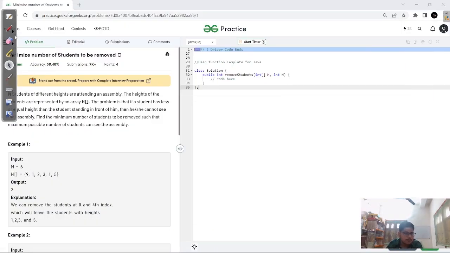Here is the problem. N students of different heights are attending an assembly. The heights of the students are represented by an array H. If a student has less or equal height than the student standing in front of him, then he or she can't see the assembly. So find the minimum number of students to be removed such that the maximum possible number of students can see the assembly. Let's understand the question first, then we will see how to solve it.